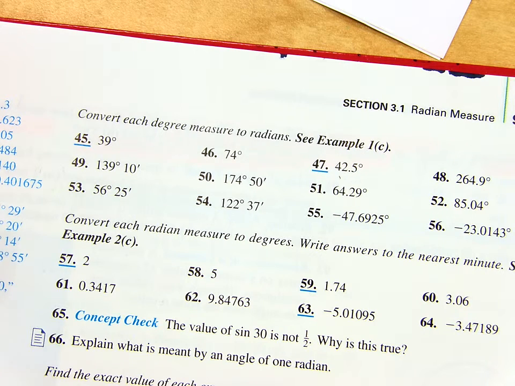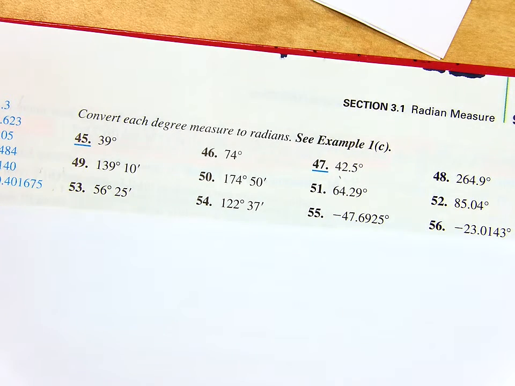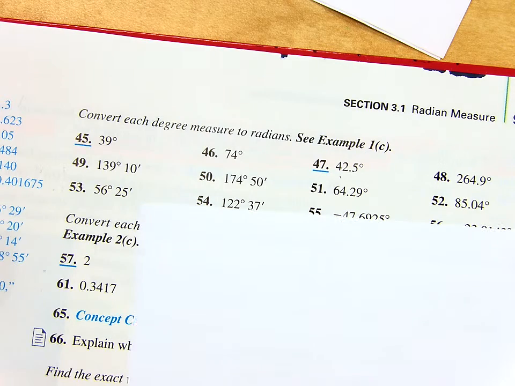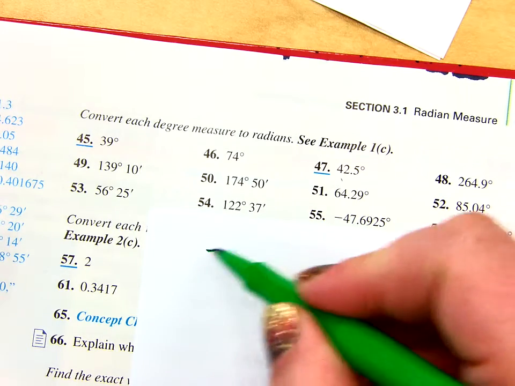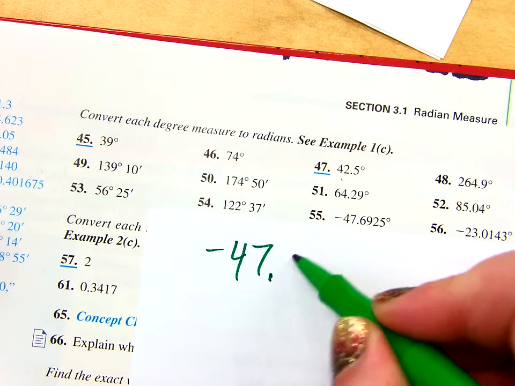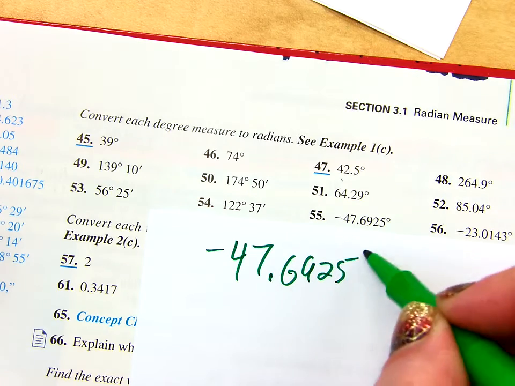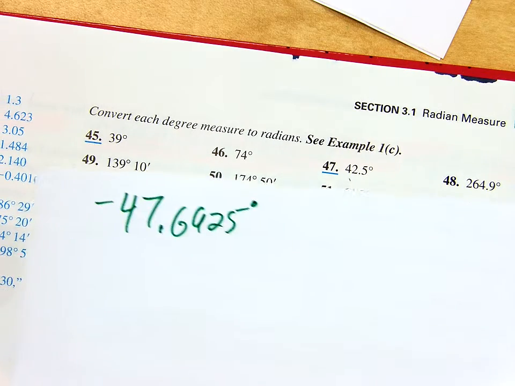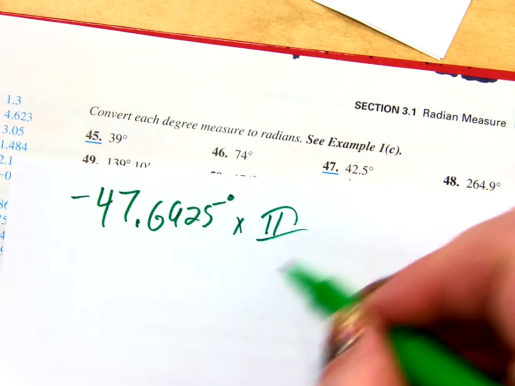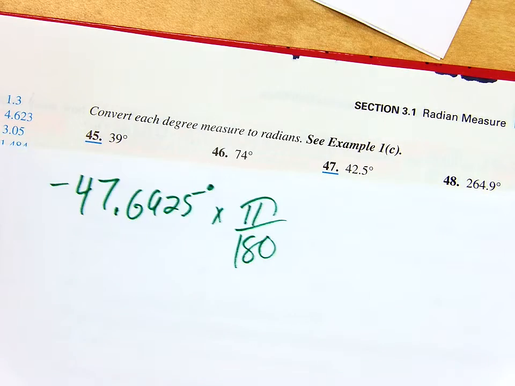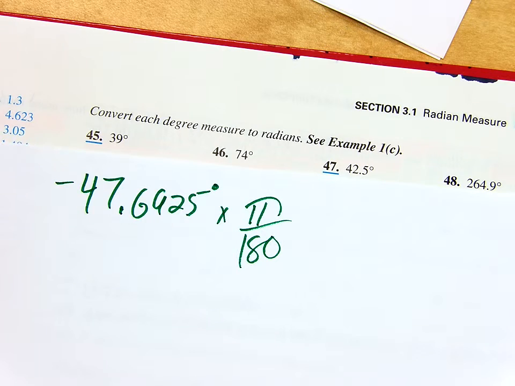So, which of these do you want to do? 55. Okay. So, let me just grab my scrap paper. So, 55 gives us an angle in degrees in decimal form. So my answer is going to be a decimal as well. 47.6925. And how do I go from degrees to radians? I'm going to multiply by pi over 180. So, since I'm already in decimal land, I'm just going to continue in decimal land.